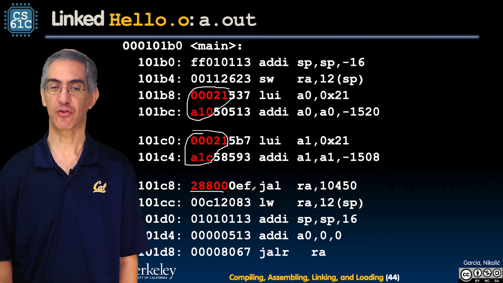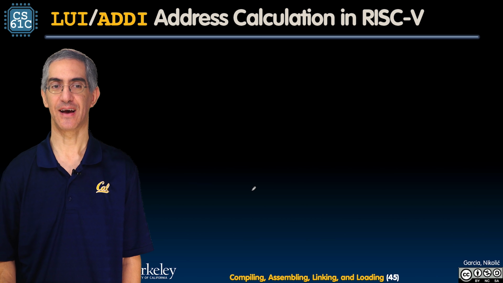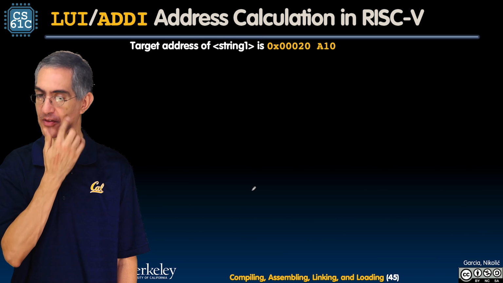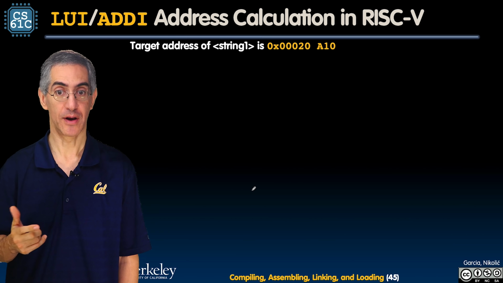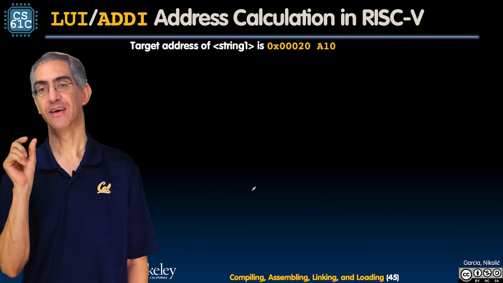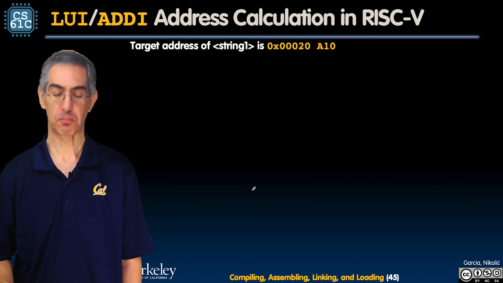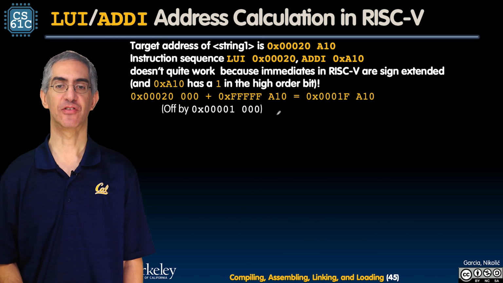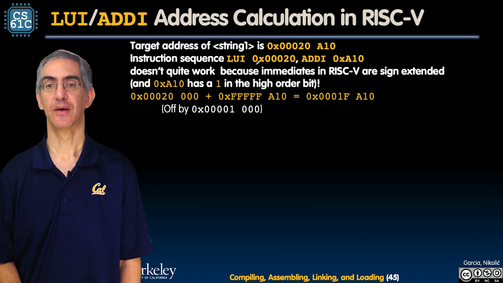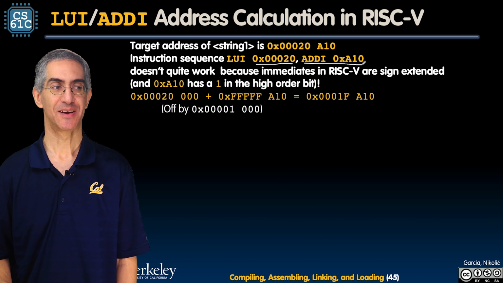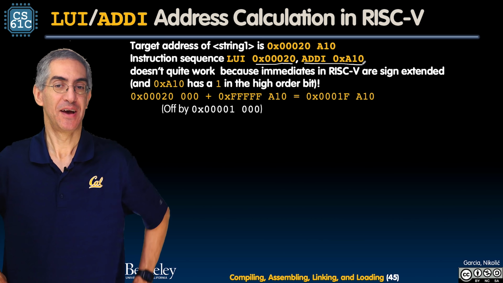Now you're going to say, well, that was great, except how did you calculate those values for this? Okay. So the target's address for string 1 is 20 in hex in the upper 20 bits and A10 in the lower 12 bits. Sounds good. That doesn't seem crazy. So here's my instruction sequence. lui, here's 20 here, and addi the lower 12. Seems reasonable there, except it doesn't work. Why doesn't it work?